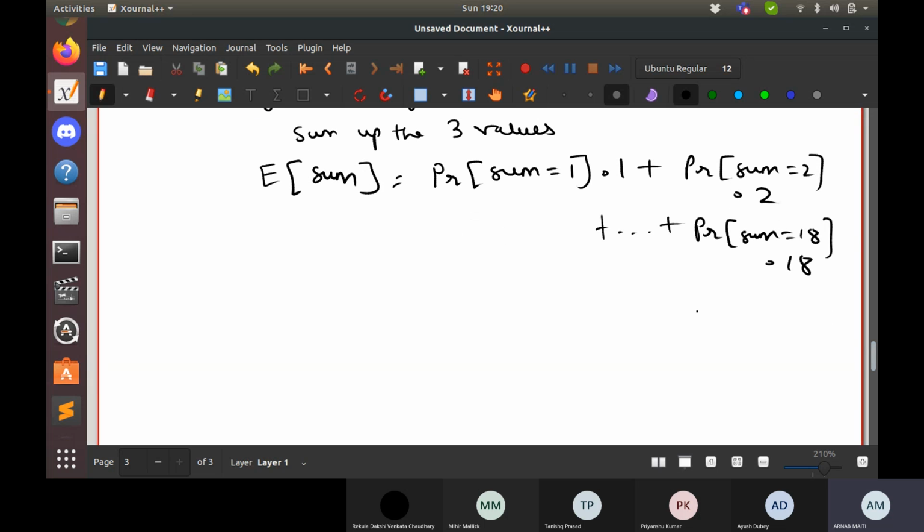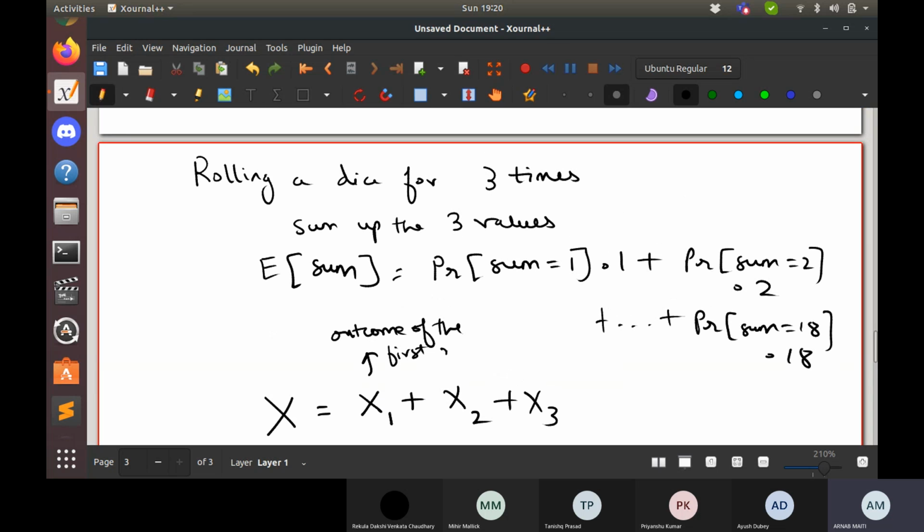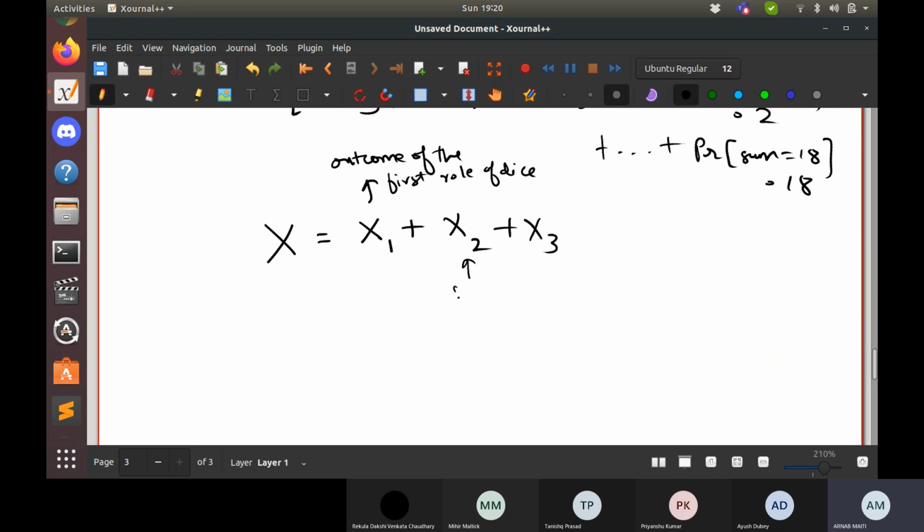So instead, what you can do is this sum, let us denote it by random variable X. This sum you can further divide into three random variables, X1 plus X2 plus X3. This is the outcome of the first roll of dice. This is the second outcome. And here's the third outcome.